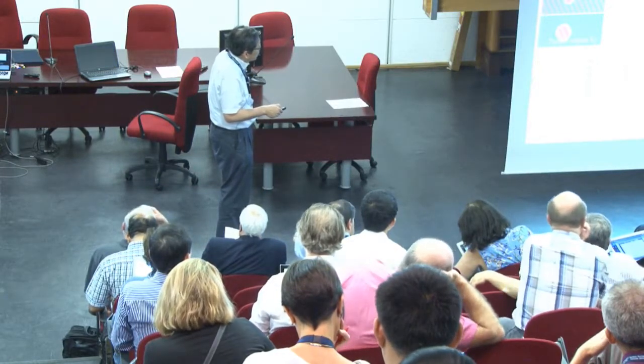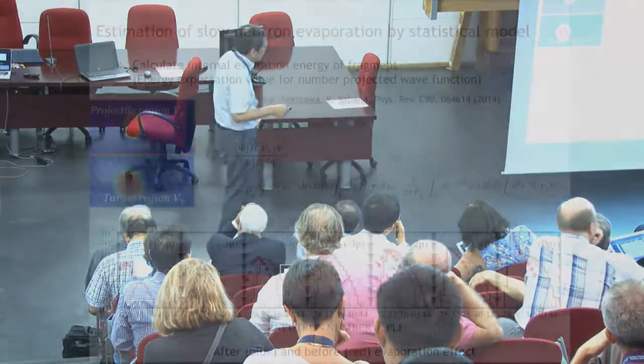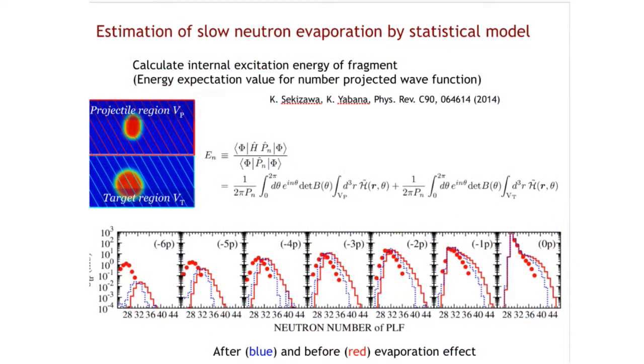For that purpose, we need to estimate how much excitation these nuclei have. And for that, we developed a projection. We calculate the energy expectation value of each fragment with the number-projected wave function. From such a procedure, we can estimate the excitation energy and how many nucleons are evaporated. So this is the result after estimating the evaporation of nucleons.